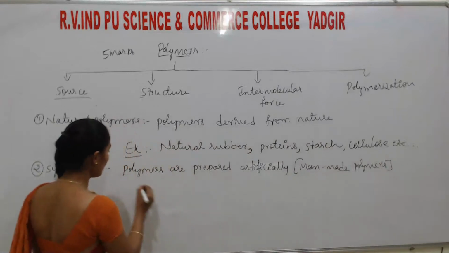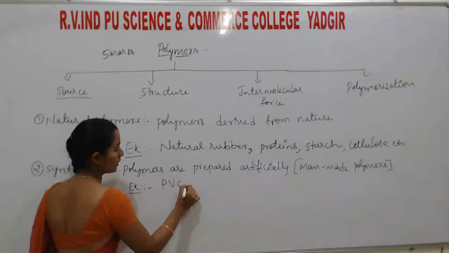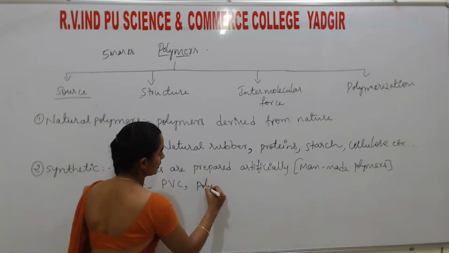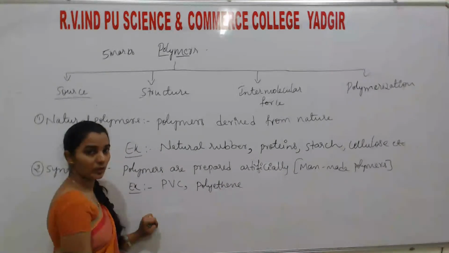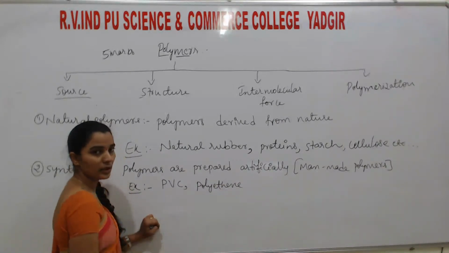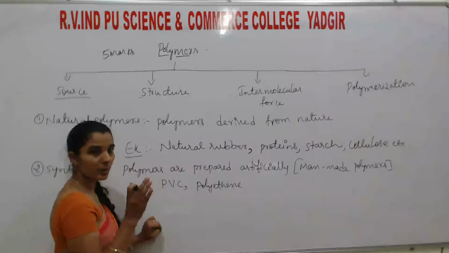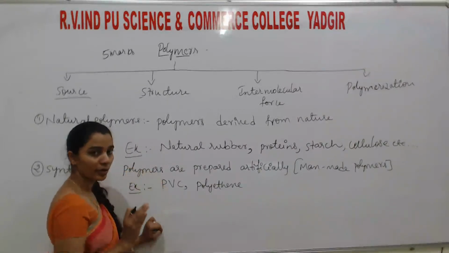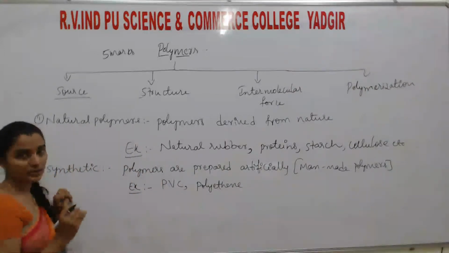Examples: PVC, polyvinyl chloride, and polythene. Polythene covers, you know. Correct? Polythene and PVC are examples of man-made polymers. That is, synthetic polymers, which are prepared using monomer units or chemical substances in the laboratory or industries. They are prepared by human beings.